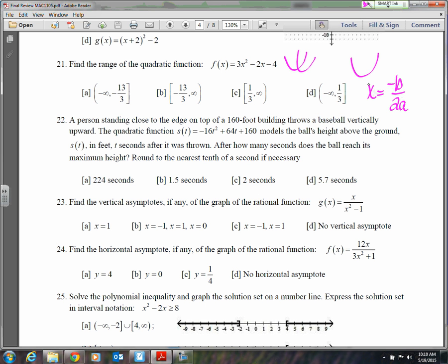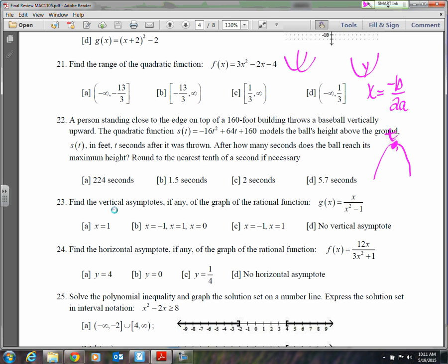Now, a person standing close to the edge on top of a 100-foot building throws a baseball vertically upward. There's your function. How many seconds does the ball reach its maximum height? So what kind of parabola is this? Up or down? Down. So how are you going to find out when it reaches its maximum height? What are you looking for? The vertex again. Here you want the y value because you want range. Here you want the x value because it's t.